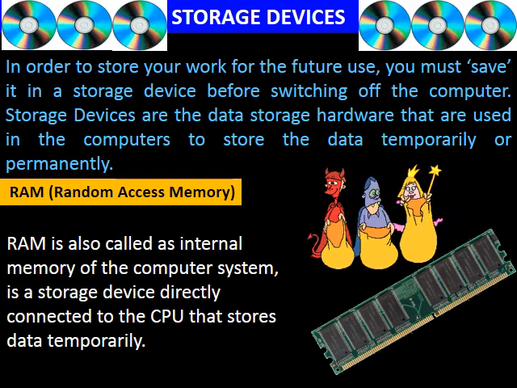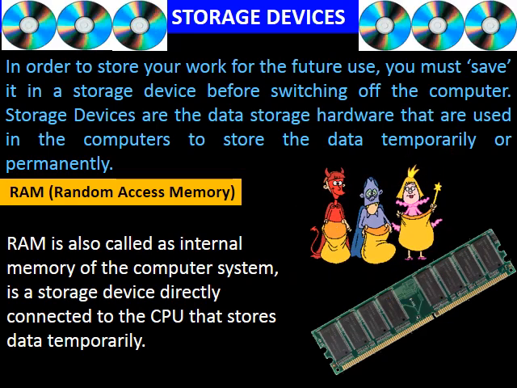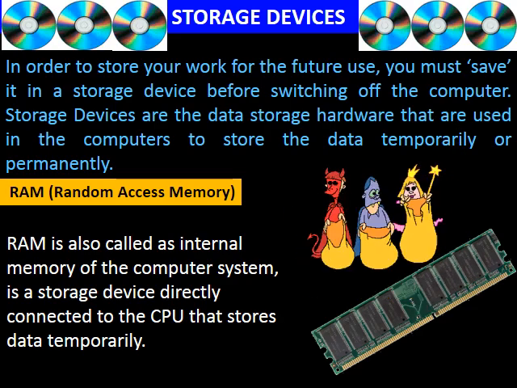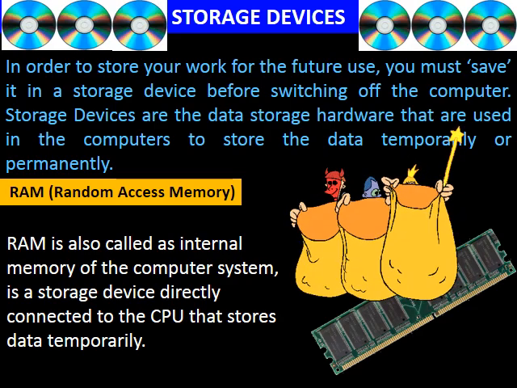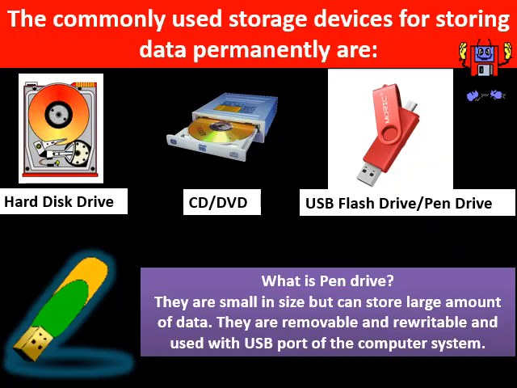RAM, random access memory. Now what is RAM? RAM is also called the internal memory of the computer system, a storage device directly connected to the CPU that stores data temporarily. The commonly used storage devices for storing data permanently are hard disk drive, CD, DVD, USB flash drive or pen drive.